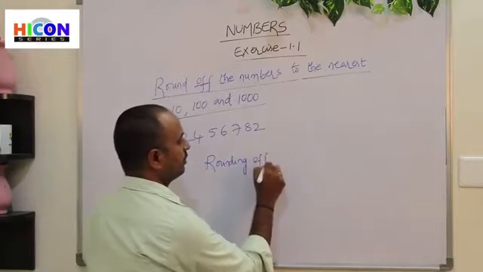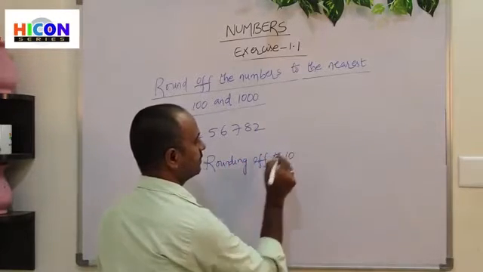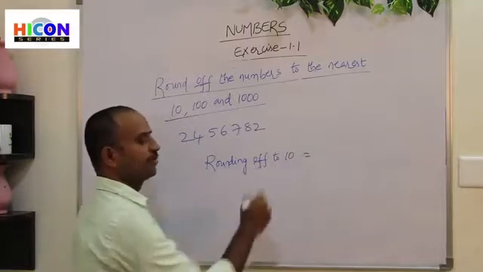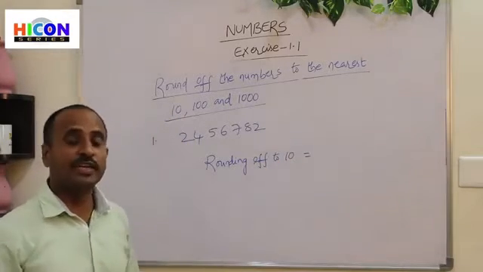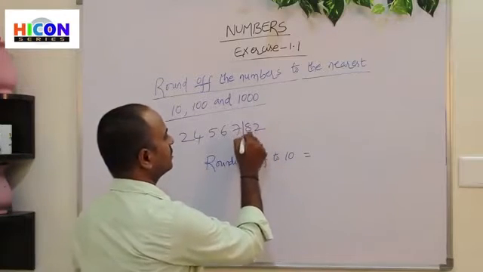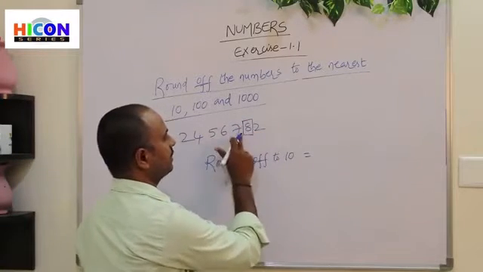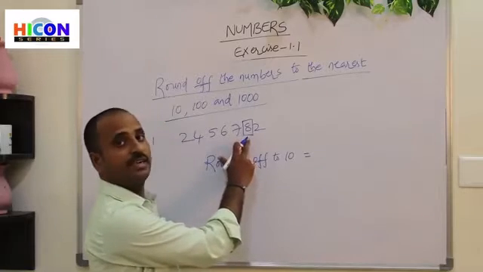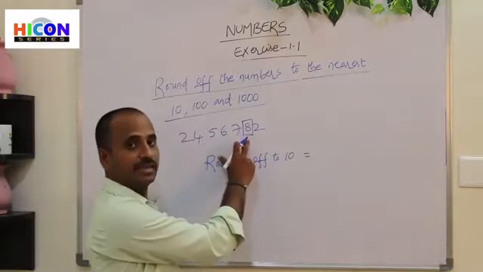So rounding off to tens. Identify the digit present in the tens place. Here 8 is present in the tens place. That is, there are 8 tens.